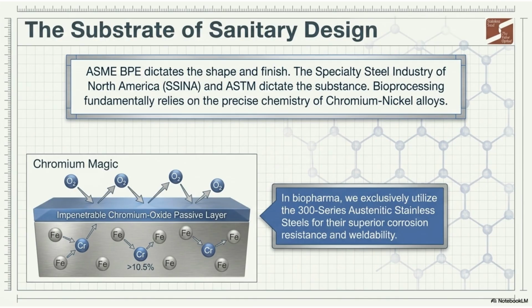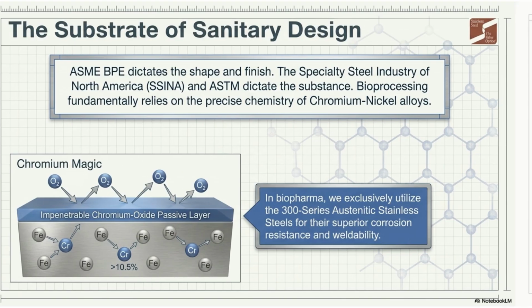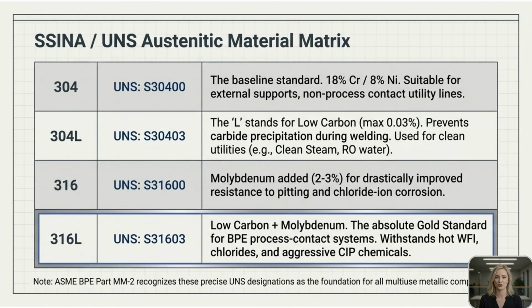Bioprocessing relies on the chromium oxide passive layer that forms on 300 series austenitic stainless steels to provide necessary corrosion resistance. This table outlines the austenitic material matrix. While 304 and 304L are common, 316L is the gold standard for process contact systems due to its molybdenum content and low carbon, providing superior resistance to corrosion.